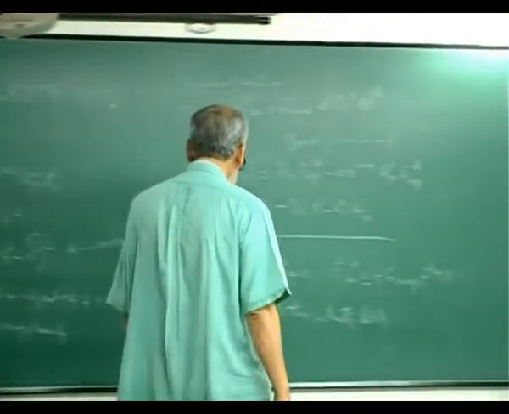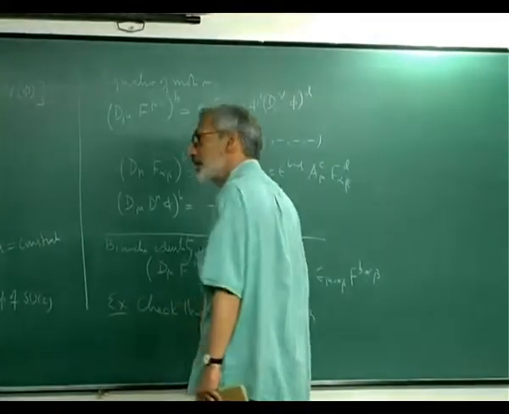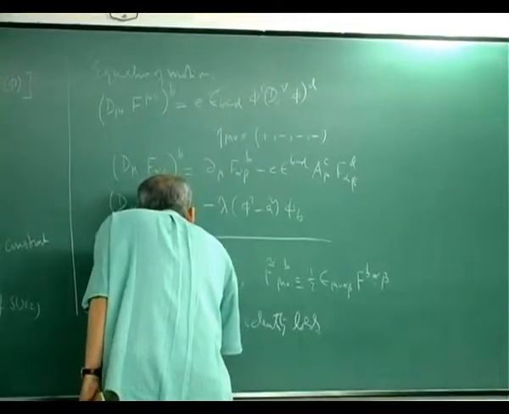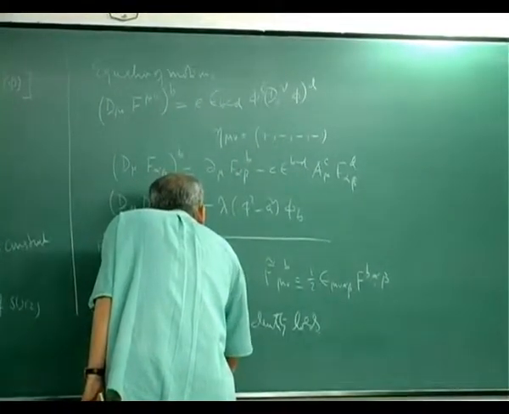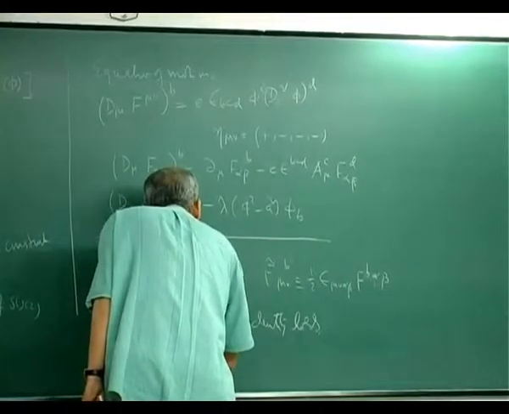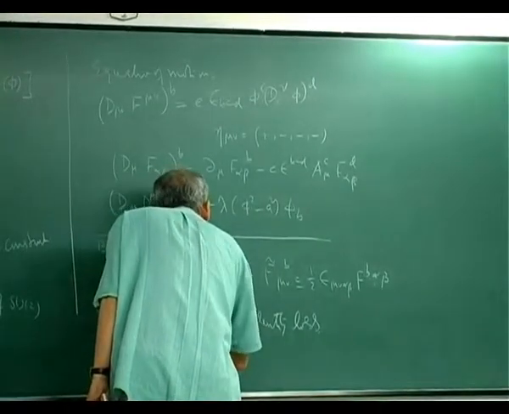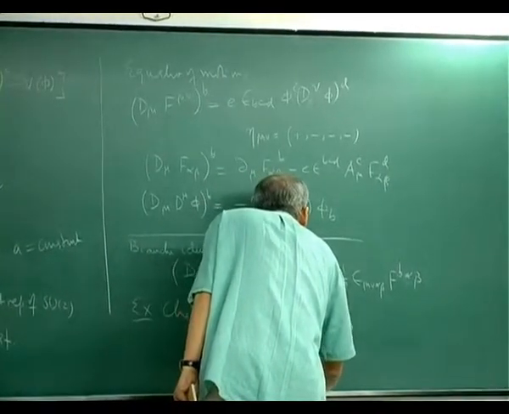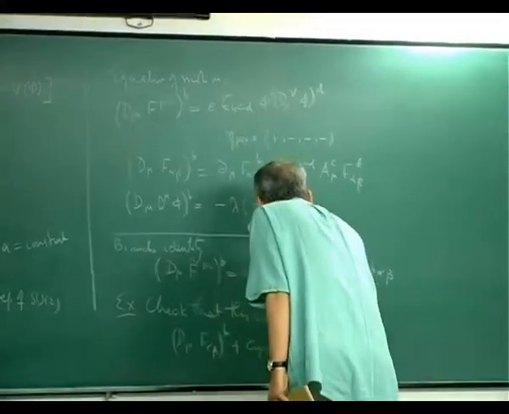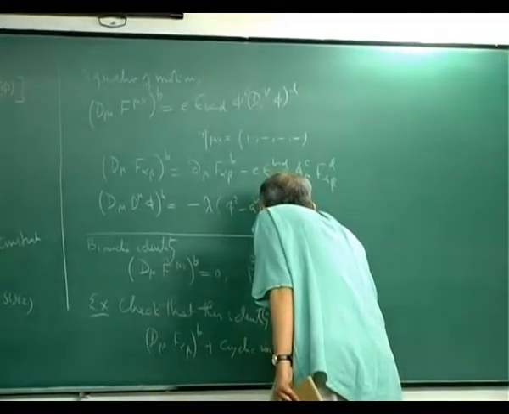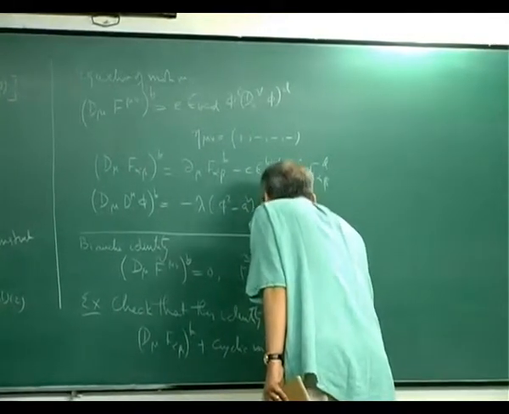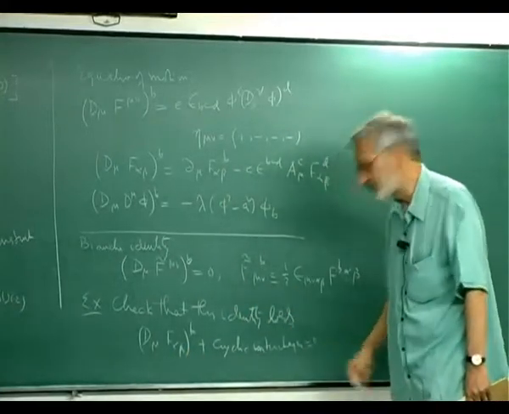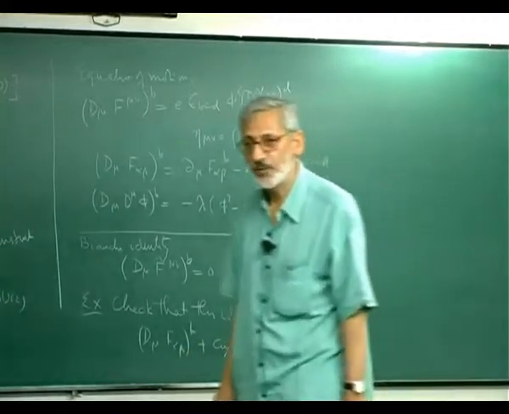Sometimes you may have noticed that this identity is written in a way that d mu f alpha beta b plus cyclic combination, cyclic interchanges of the space-time indices, is equal to 0. That's another way of writing the same identity.